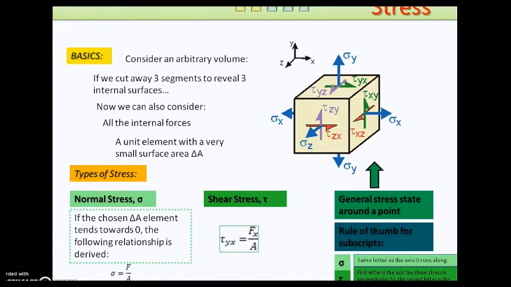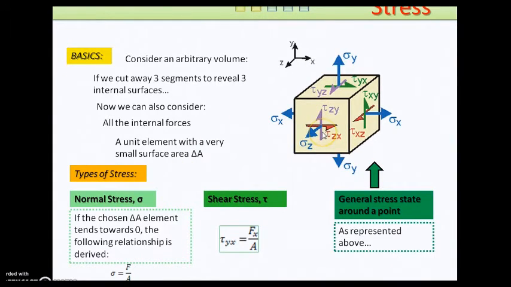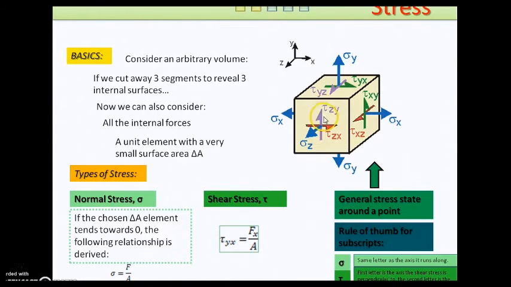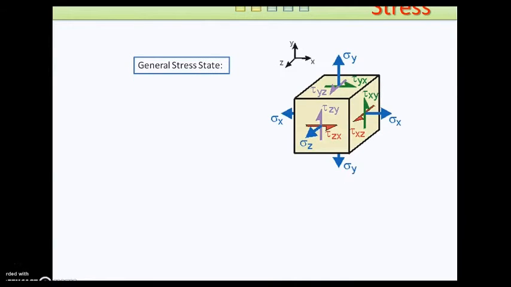With shear stress, the first letter of the subscript is the axis to which the shear stress is perpendicular to. So it's at 90 degrees to that axis. So with tau zy here, z is the axis to which this shear stress is acting perpendicular to, and the second letter is the axis to which the shear stress runs along. So let's bring back the representation of general stress state.